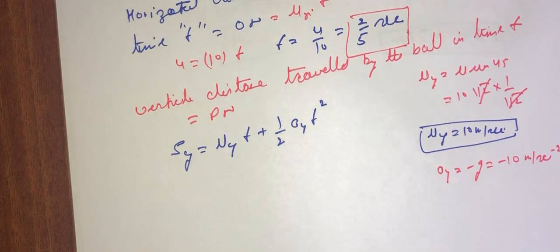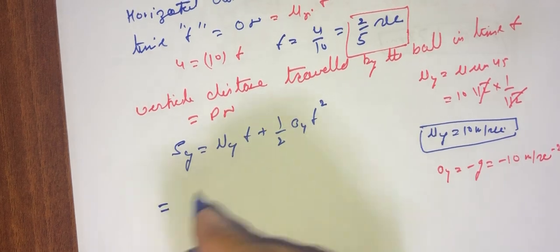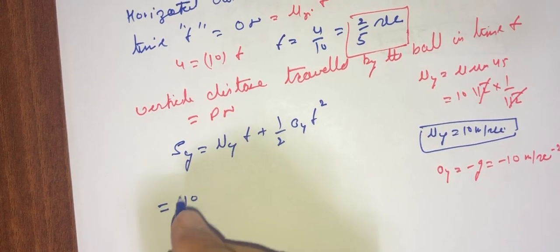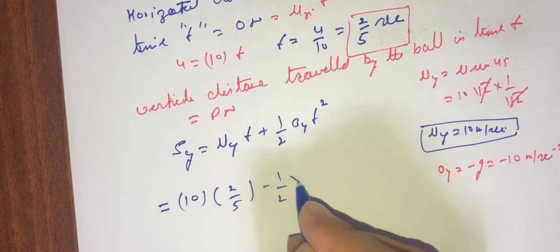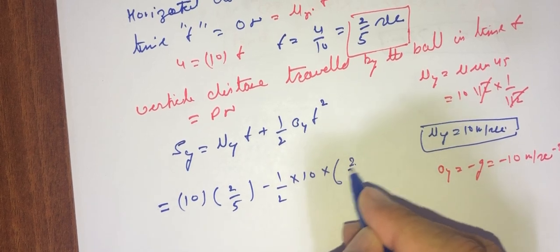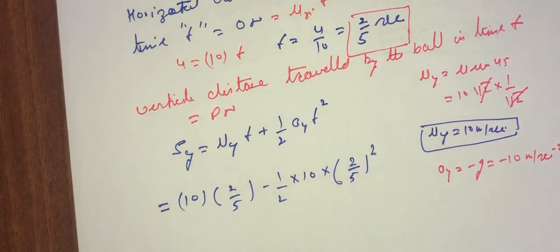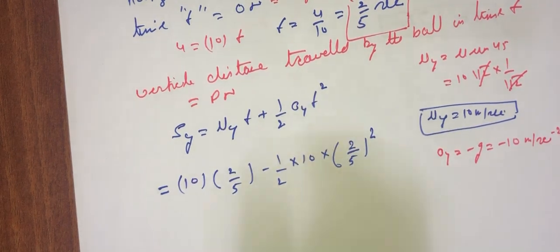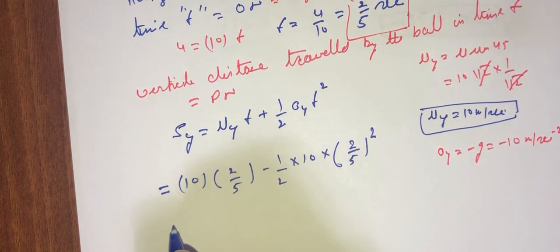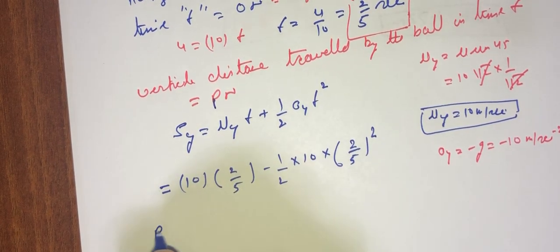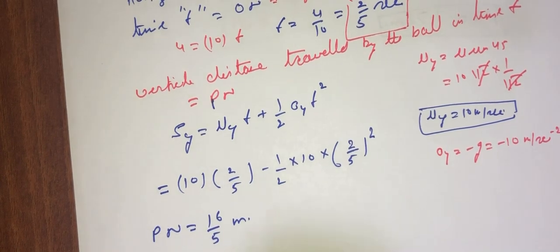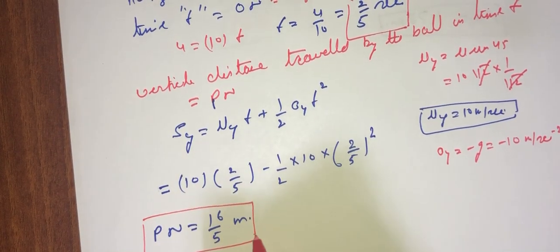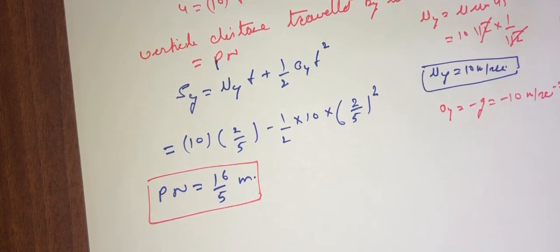So if we substitute the values, we get uy is 10, time we already know is 2 by 5, minus half into 10 into 2 by 5 whole square. So we can say that Sy, that is our PN, is equal to 16 by 5 meters. This is the value of PN. Now we come to the second part.